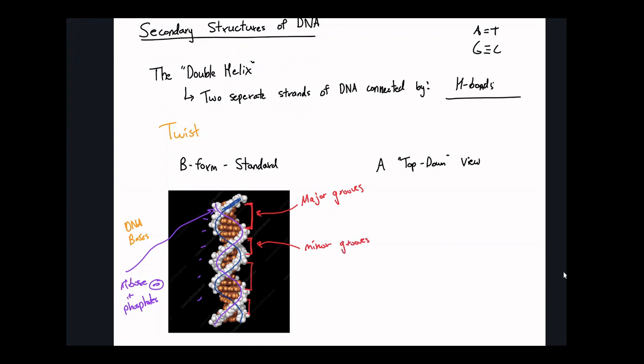This could matter because some proteins, for example, might interact by binding into the major or the minor groove. This is a feature of DNA. So no matter what that DNA sequence is, you're always going to be seeing major and minor grooves.